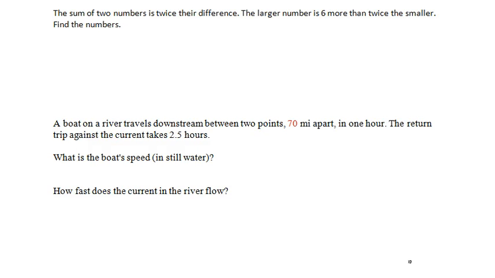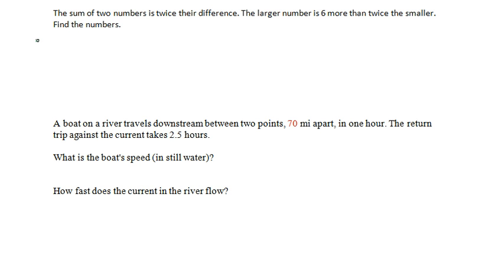The sum of two numbers is twice their difference. The larger number is 6 more than twice the smaller. Find the numbers. This is an application of a system of equations. The first equation will allow us to write the sum of two numbers is twice their difference.